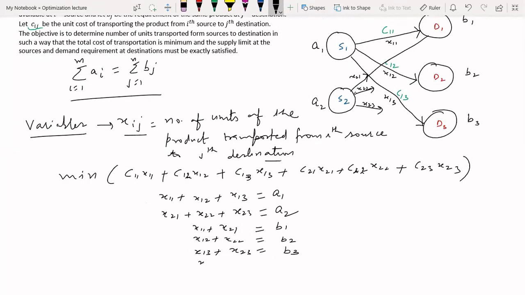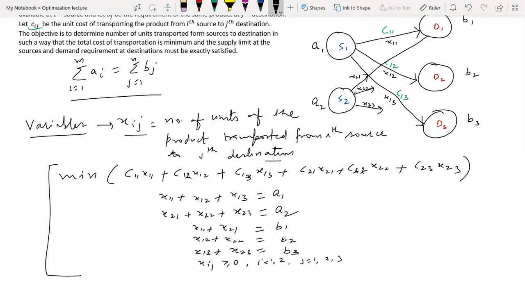So my Xij is greater than or equal to 0 for i equal to 1 to 2 and j equal to 1, 2, and 3. So this is what I call my transportation problem, the mathematical model of my transportation problem.